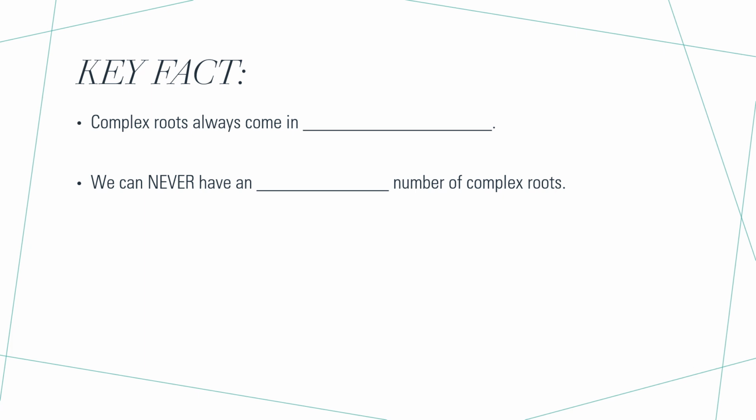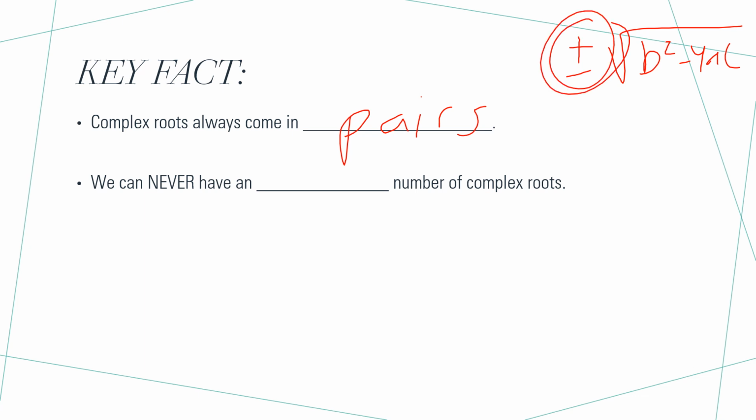Now, key fact, complex roots always come in pairs, and that's because they get generated from the plus or minus square root of b squared minus 4ac. They get generated out of that, and so you'll always have a plus or minus of the same thing, whatever that is. So you can never have an odd number of complex roots, ever.